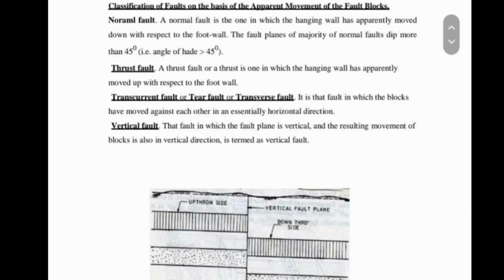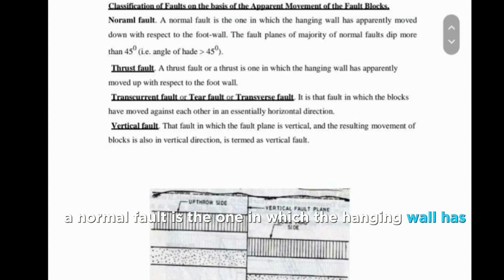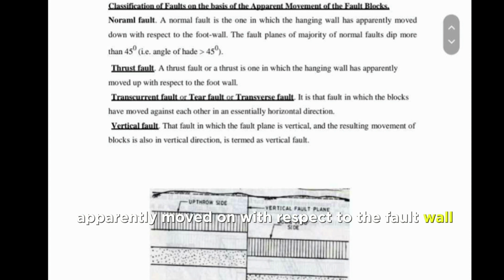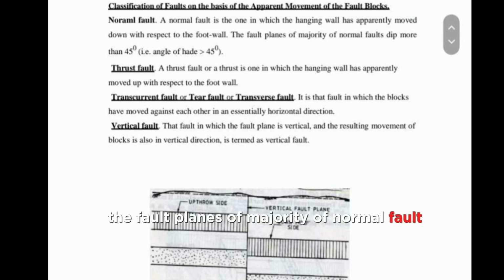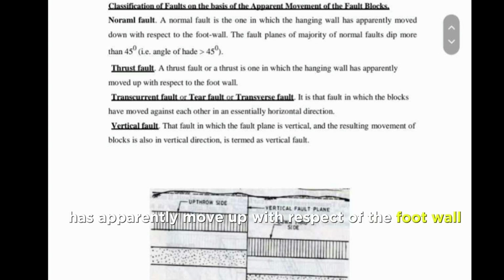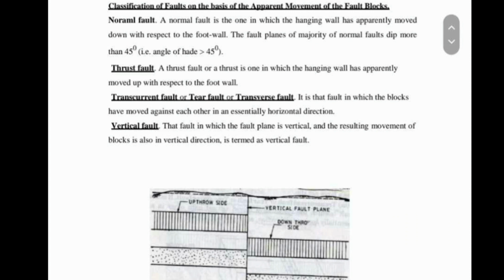The classification of faults on the basis of the apparent movement of the fault blocks. Normal fault: a normal fault is one in which the hanging wall has apparently moved down with respect to the foot wall. The fault planes of the majority of normal faults dip more than 45 degrees. Next is the thrust fault. A thrust fault, or a thrust, is one in which the hanging wall has apparently moved up with respect to the foot wall.